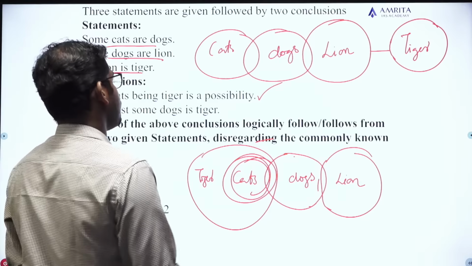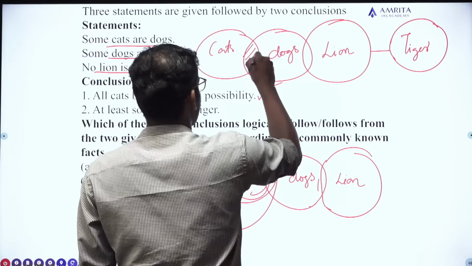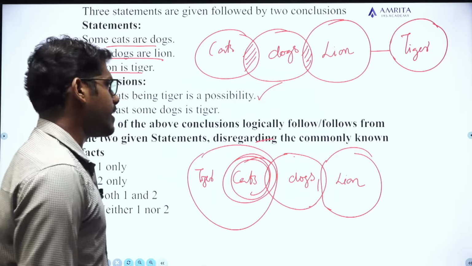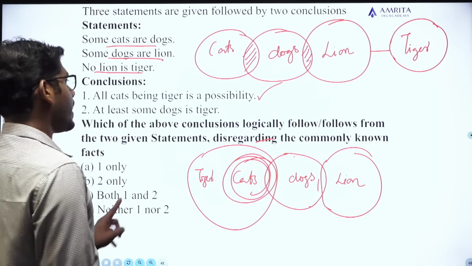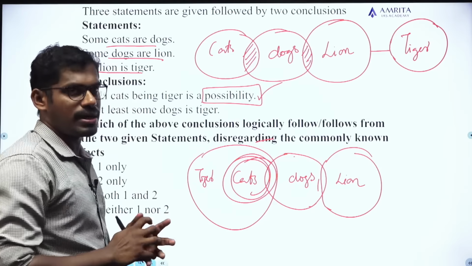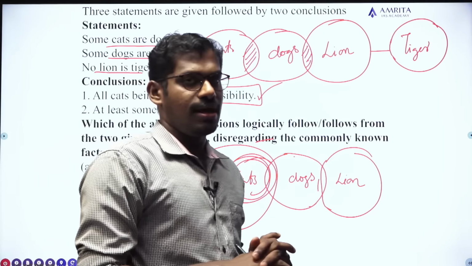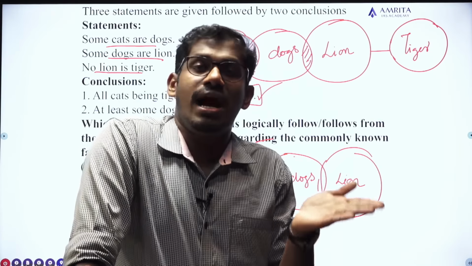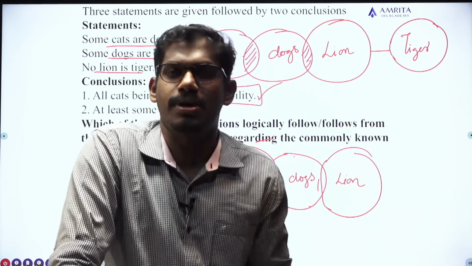At least some dogs. Some dogs means this is some dogs or this is some dogs. But are these related to tiger? No. See, why I modified in the first case is that there is a possibility case. The question is asked about a possibility. So then we have to check the multiple possibilities.